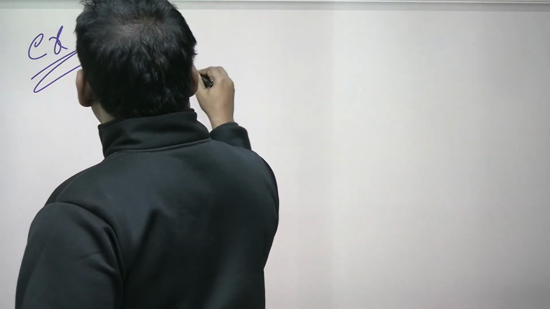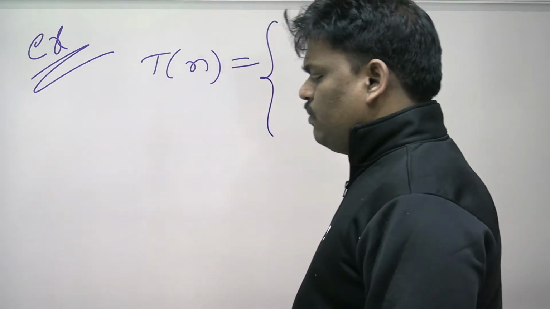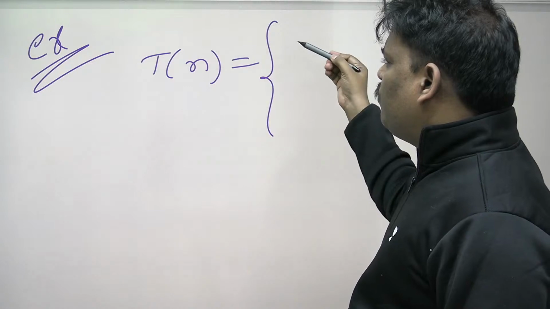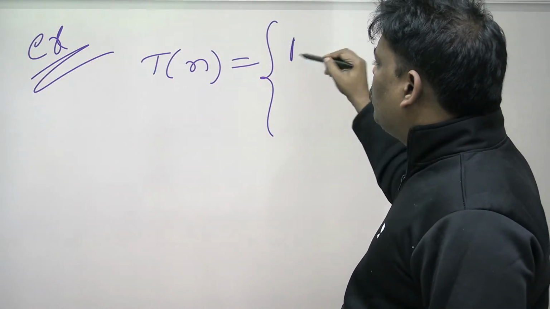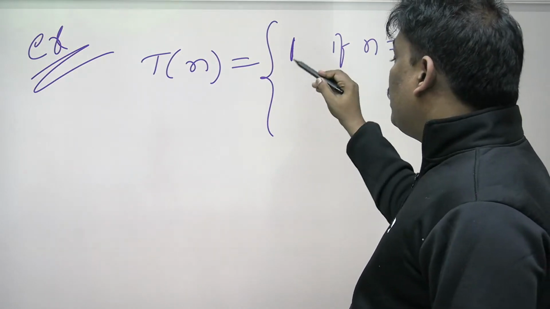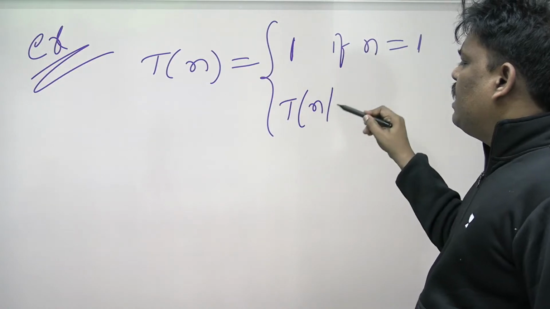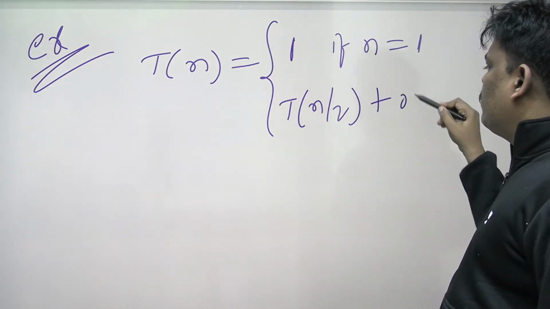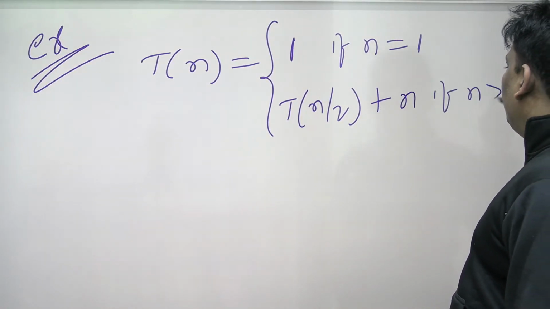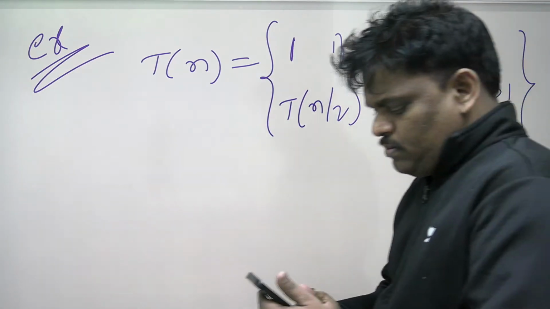Next problem. T of n is equal to 1 if n is equal to 1. Otherwise, T of n by 2 plus n if n is greater than 1. Can you try this problem?